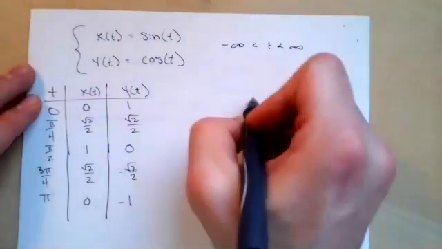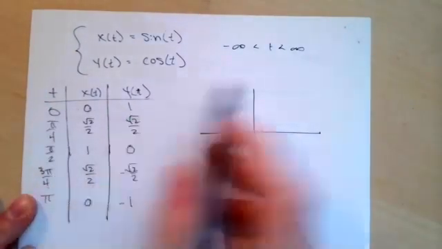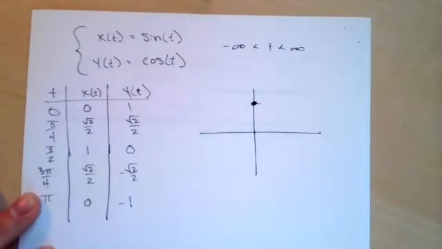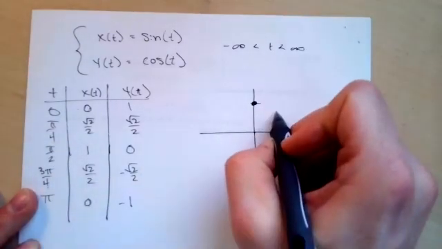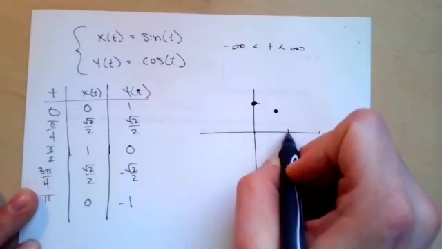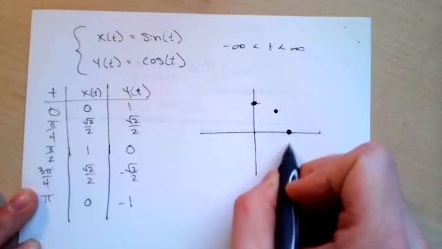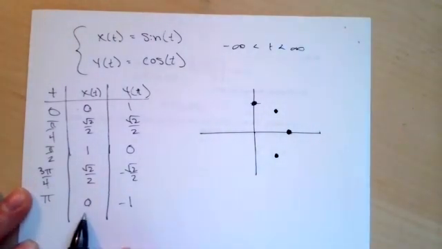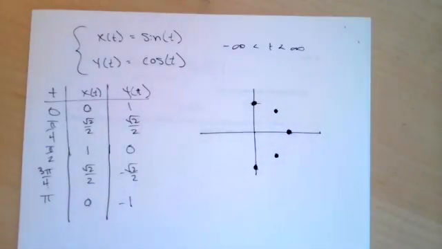So let's plot those coordinates in time. And now at time t equals 0, we are at the point 0, 1. So we are up here. As time grows, we are at root 2 over 2, which is over here. At pi over 2, we are down at 1, 0. Then root 2 over 2, negative root 2 over 2. So the y coordinate's negative in that case. And then at pi, we are at 0, negative 1.